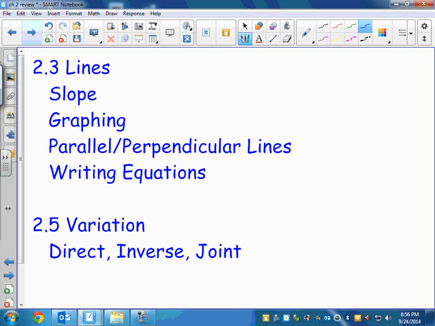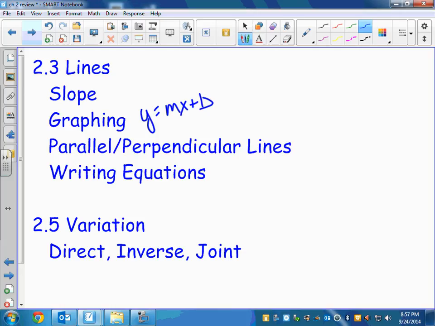In 2-3, we talked about lines. What do I expect that you're able to do on this quiz tomorrow? Find the slope. If I give you points, if I give you a graph, if I give you an equation, that you can find the slope, that you can graph. Remember, you're just going to put those in slope-intercept form and graph those. Parallel perpendicular lines, just like that worksheet that you did. Remember that parallel lines have the same slope, perpendicular lines have opposite reciprocal. And then writing equations, remember that you have to write the equation given 2 points, given a line, given a point and a slope. Write those equations.